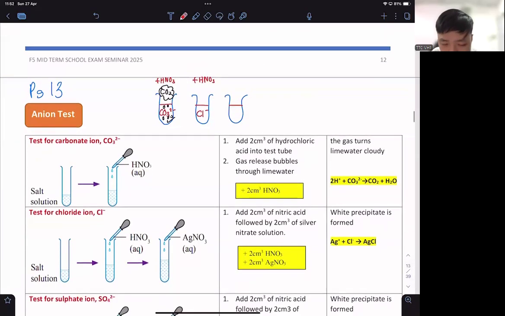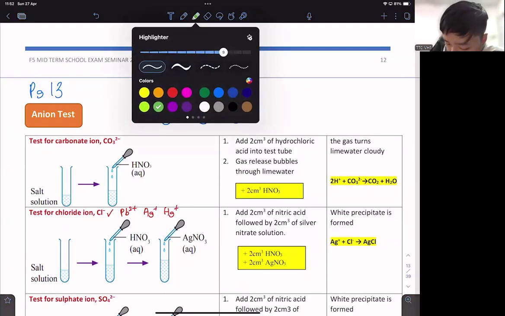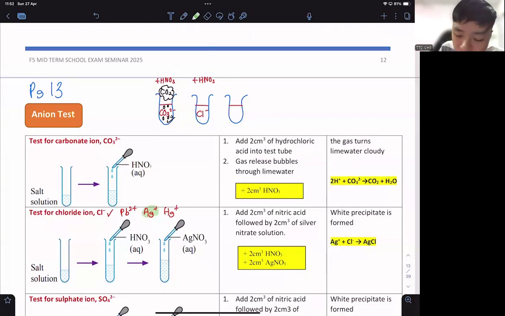Now, I told you chloride salts are mostly soluble. Which ones are insoluble? The chlorides of Pb, Ag and Hg. So for this one, normally I add silver nitrate. Okay, so for the second one I add silver nitrate.